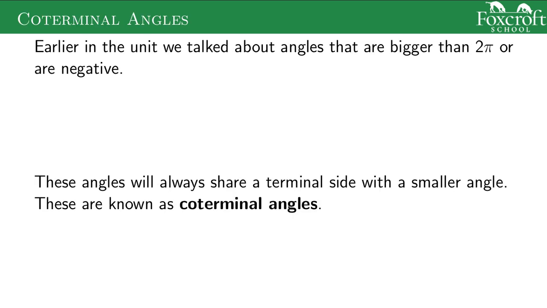Earlier in the unit, we were talking about how to find the quadrant of an angle, and we talked about angles that are bigger than 2 pi or angles that are negative. What we saw was that an angle bigger than 2 pi just means you've rotated around the circle at least once, because that's 2 pi, and then maybe you did a little bit extra. But this angle looks the exact same as if I had just rotated up to there and gotten a smaller angle. So these two angles, the bigger angle and the smaller angle, share a terminal side. They both have that same line going off to the top right. And as they share a terminal side, they're called coterminal angles.